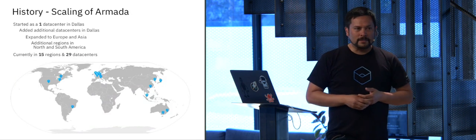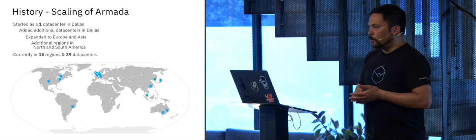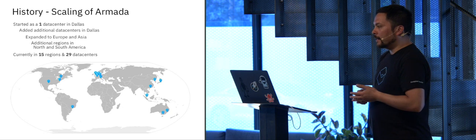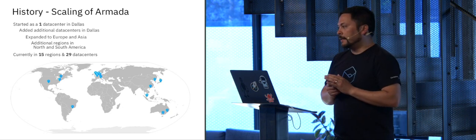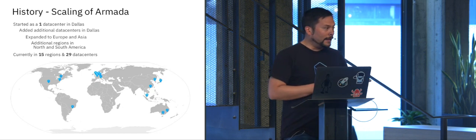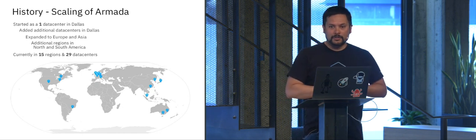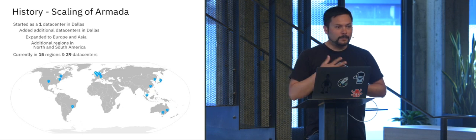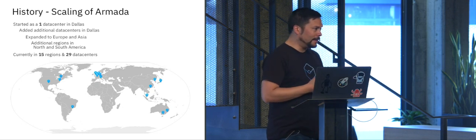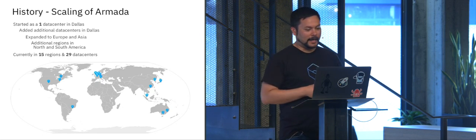So, the scaling of Armada. I started this job about a year ago. At that time, we had one data center in Dallas that we ran the entire IBM Cloud Container Service out of. Now we're running in 29 data centers in 15 regions. In Dallas alone, we have about four different data centers. We have them spread across the world. I think the only places we're not in yet are Africa and Antarctica, hopefully coming soon. I don't know about Antarctica, though.